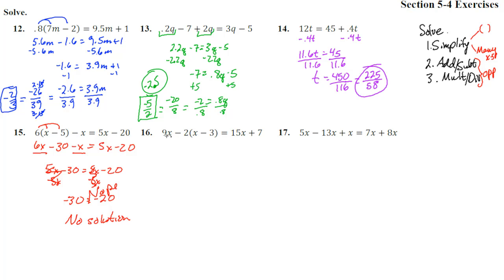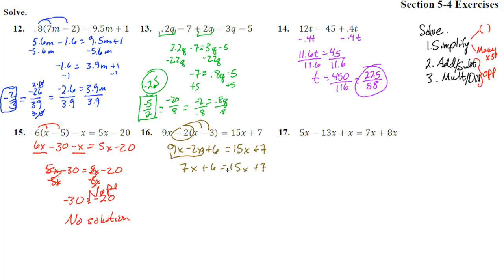Number 19. Do we have any parentheses? Yes, we do. The negative 2 distributes in. 9x minus 2x plus 6. Make sure that negative times the negative gives you that positive there. 15x plus 7. Let me see. These two can go together. That's 7x plus 6 equals 15x plus 7.